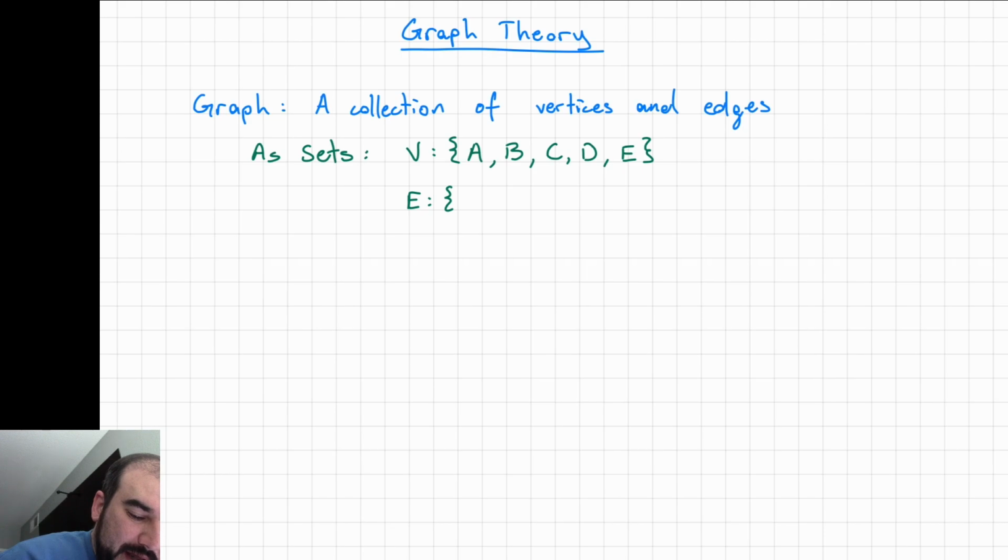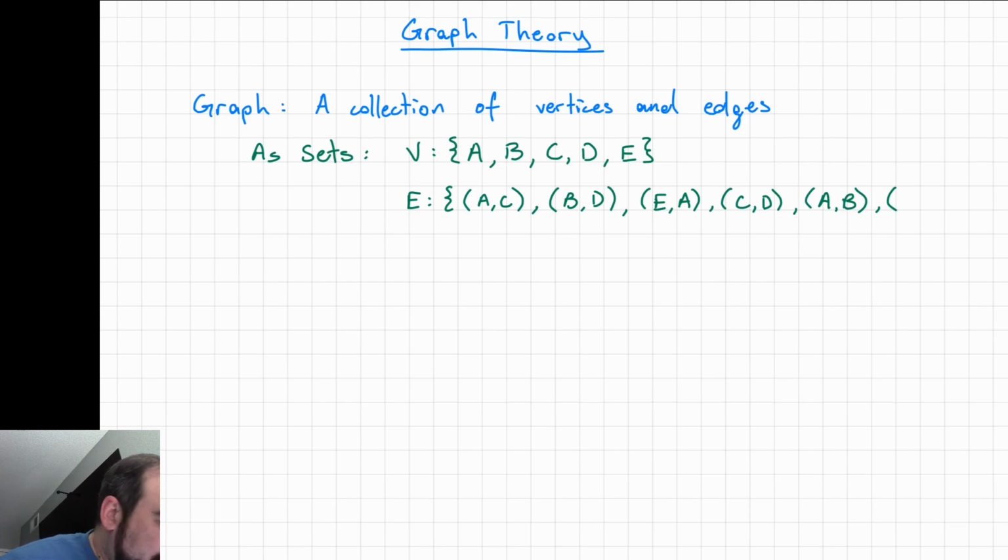An individual edge would be something like A comma C. So each tuple is going to be an ordered pair of vertices, which means there's an edge between those two vertices. So I'll write a few of these here. AC is one of them. BD is going to be another one. EA, CD. I'm just writing this as an example. This is not coming from anything. AB. So you have an example of a graph.